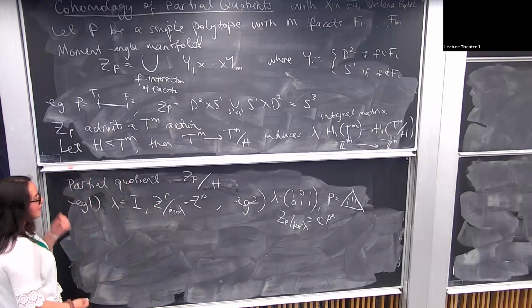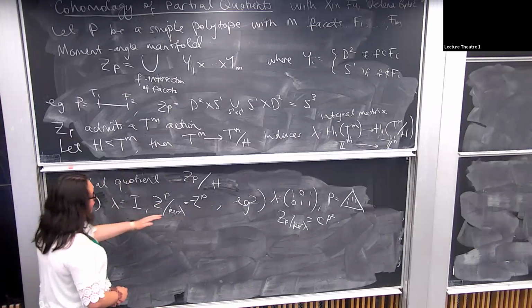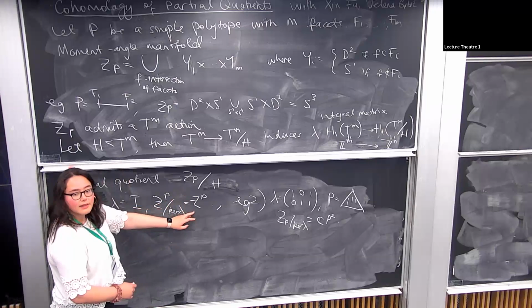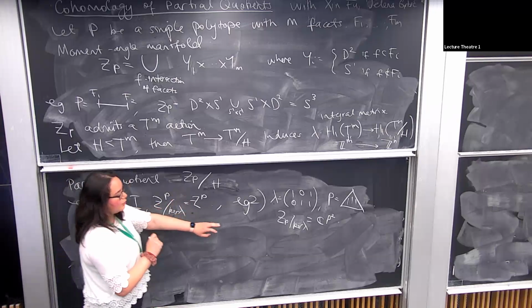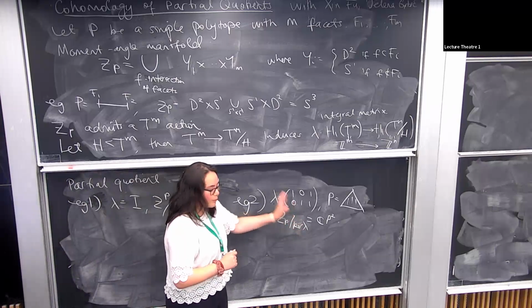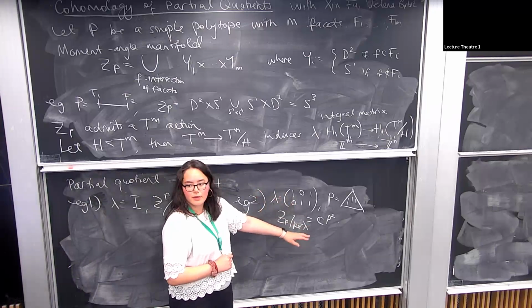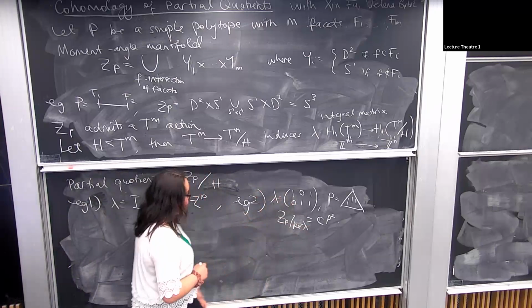Anyway, we get our moment angle manifold case, so this is good. And also we get a much larger class of spaces out of this partial quotient construction.